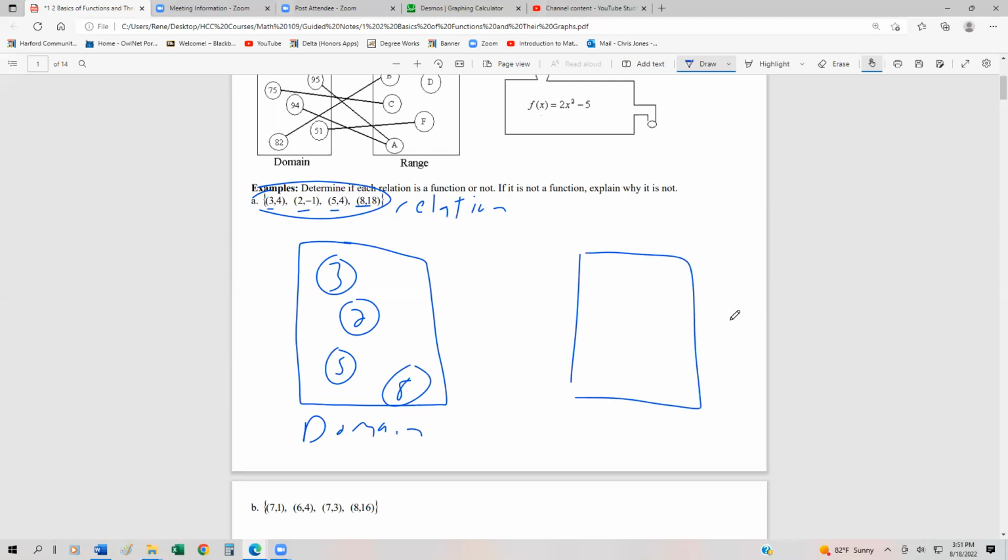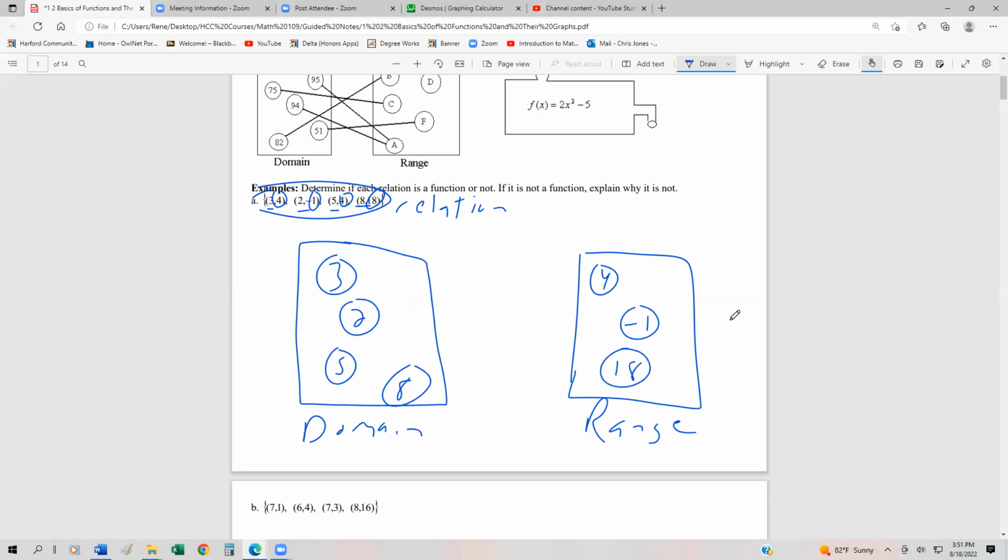Now, we're going to take a look at the range. And the range is going to be the y values. So we have a 4, we have a -1. We already have 4, we're not going to note it twice, and we have an 18.